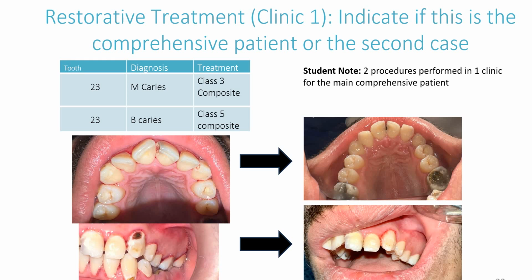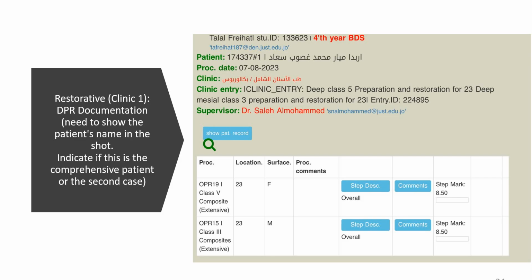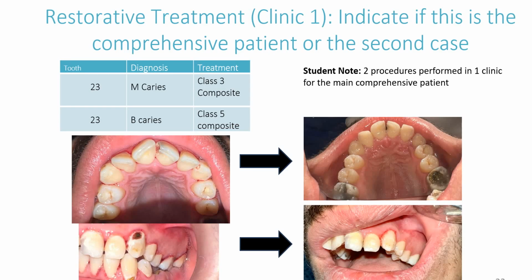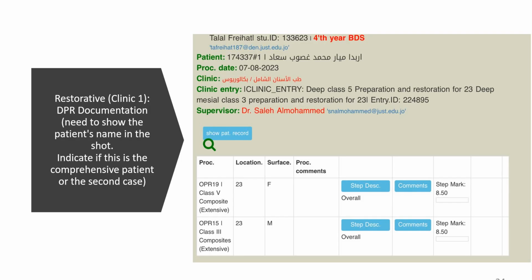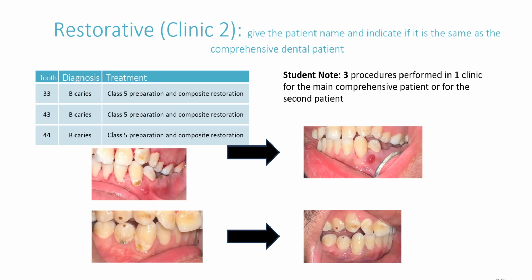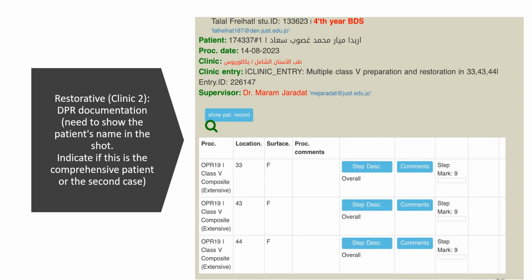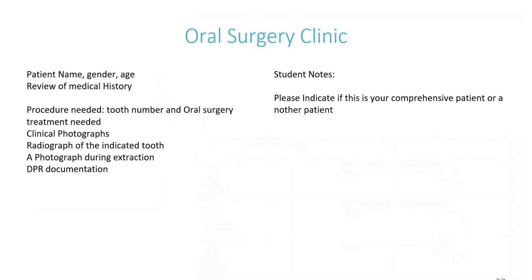So here the student had 2 fillings placed for 1 tooth in his comprehensive patient, and this is the first clinic, and this is the documentation in the DPR. But in the second clinic, the student had 3 teeth restored for the same patient. And this is the DPR. Now, oral surgery clinic, as we mentioned, not all comprehensive patients will have surgical procedures. So this part is not considered as part of the main comprehensive case for the student.